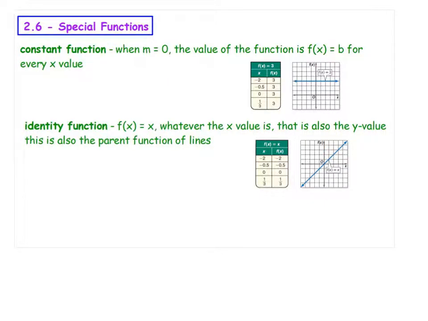Constant function is a horizontal line, which means the slope is 0 and the equation is just y equals something. So this one's f of x equals 3. Remember, f of x is the same thing as y. So that is just a horizontal line, and it's called the constant function because it's just equaling a number. There's not two variables in it. And because there's not two variables, it doesn't matter what the x value is, the y value will always be 3, which is why it results in a horizontal line.